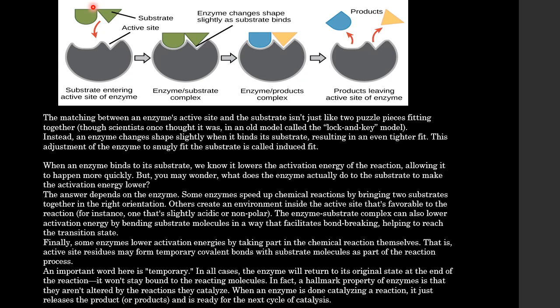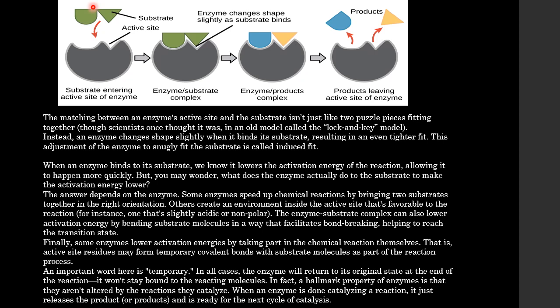When an enzyme binds to its substrate, we know that it lowers the activation energy of the reaction, allowing it to happen more quickly. But you may wonder, what does the enzyme actually do to the substrate to make the activation energy even lower? The answer depends on the enzyme. Some enzymes speed up chemical reactions by bringing the two substrates together in the right orientation. Others create an environment in the active site that favors the reaction.